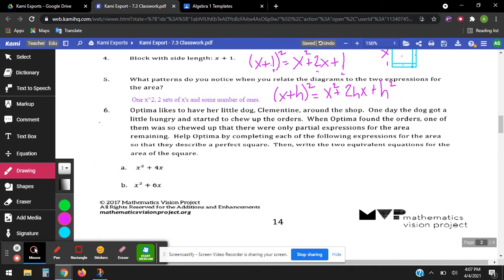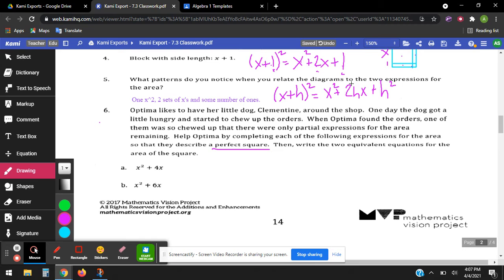Optima likes to have her little dog Clementine around the shop. One day the dog got a little hungry and started to chew up orders. When Optima found the orders, one of them was so chewed up that there were only partial expressions for the areas remaining. Help Optima by completing each of the following expressions for the areas that describe a perfect square. Then write 2 equivalent equations. So we call this a perfect square, right? It makes a perfect square block.